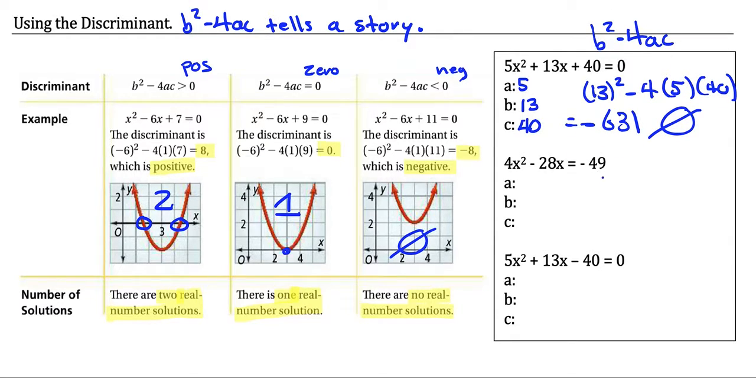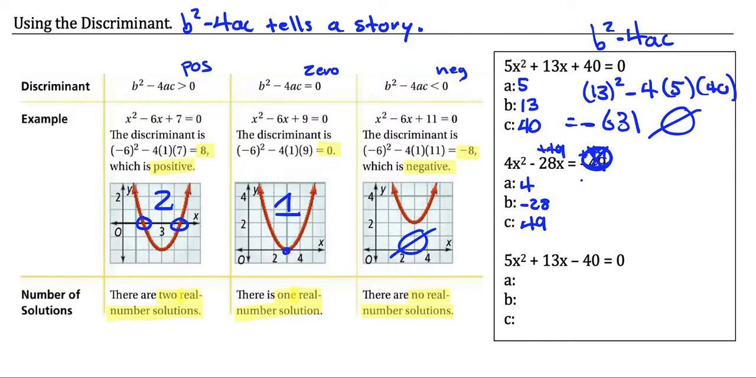Let's do that again. Let's try another one. Here we go. We got 4x squared minus 28x equals a negative 49. First of all, we cannot do the discriminant until it's equal to 0. So how can we make this equal to 0? Easy. We physically make it equal to 0. So we add 49 to both sides. Okay, so you're gone. So you're now 0. And then we have a 49 over here. That's positive. So a value 4, b value negative 28, c value positive 49.